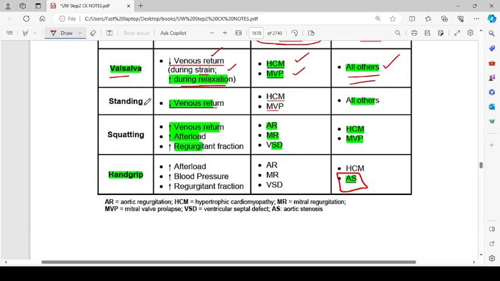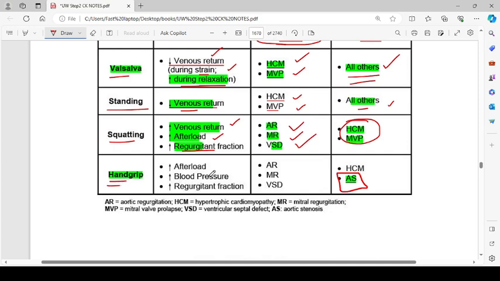When we stand abruptly, the venous return is decreased, and the same thing happens. The murmurs of hypertrophic cardiomyopathy and mitral valve collapse will be exaggerated or intensified, while all other murmurs will become silenced to some extent. Then squatting increases the venous return, increases the afterload, and increases the regurgitant fraction. So the murmurs of hypertrophic cardiomyopathy and mitral valve collapse are silenced.